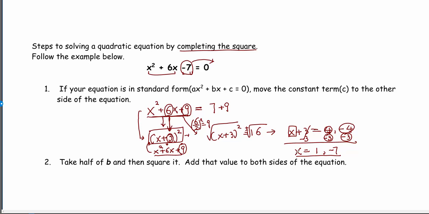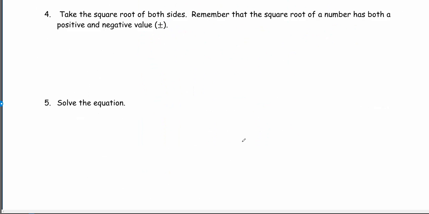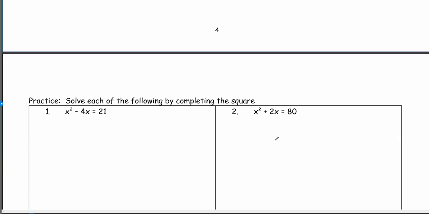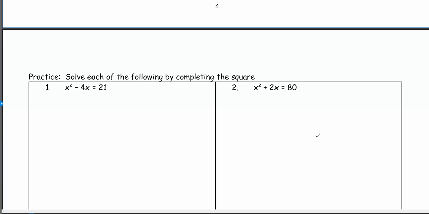But you gotta memorize the steps. We're gonna have some practice over here. Number 1: x squared minus 4x equals 21. This is already separated, with the variable terms on the left-hand side and 21 on the right-hand side. That's okay. Now we can start from here.